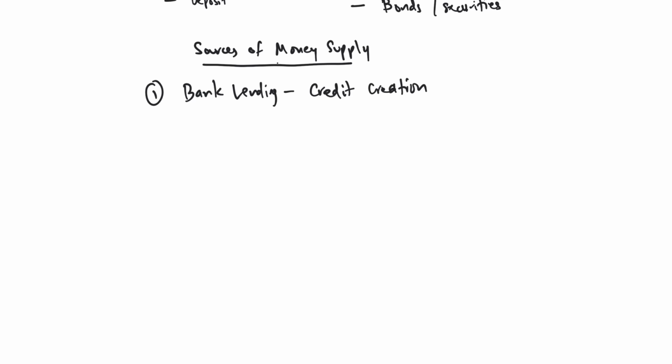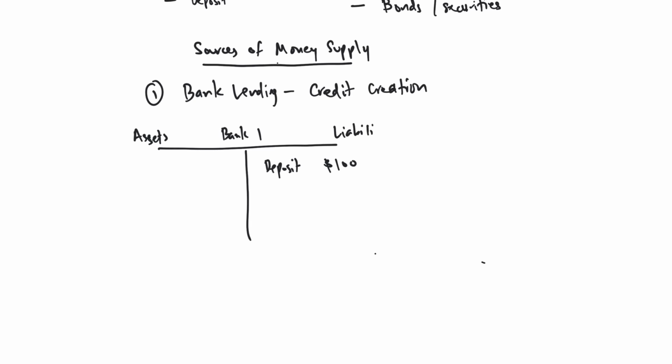How do we say that? Well, how does this work? So let's say we make a bank's account. This is bank number one. It gets a deposit of $100. On this side, I'm going to write all the assets of the bank, and on this side, I'm going to write all the liabilities of the bank. If a bank receives a deposit, we regard that as a liability, because they have to repay the depositor whenever the depositor asks for money.